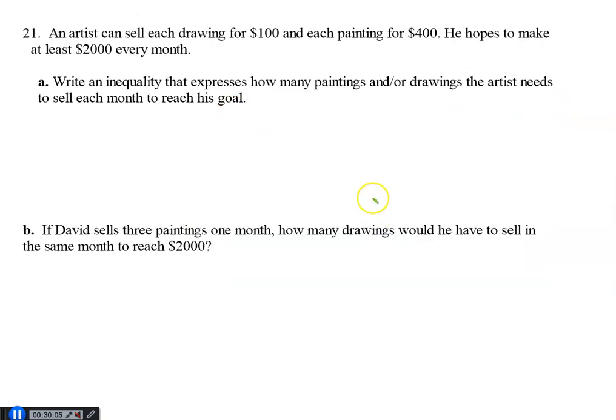Okay, number 21, we have this inequality that says an artist can sell each drawing that he or she draws for $100 and each painting for $400. He hopes to make at least $2,000 every month. So let's set up a couple of variables. X is going to be the number of drawings. And Y will be the number of paintings.